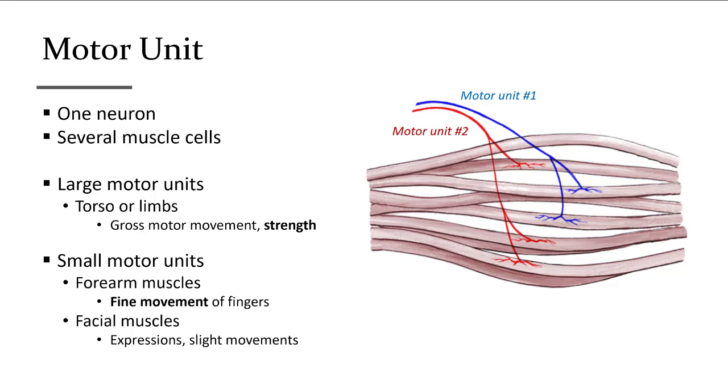Areas where fine movement and dexterity are required, such as the fingers or face, have muscles with very small motor units to allow for precise control of the muscles. Areas that are used primarily for motion or strength have one neuron serving hundreds of muscle cells. These have very large motor units.